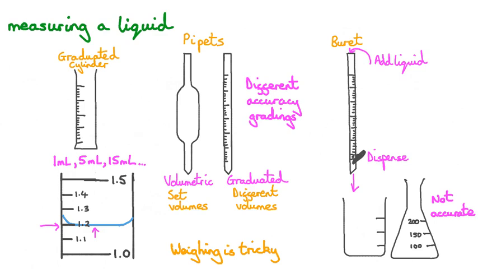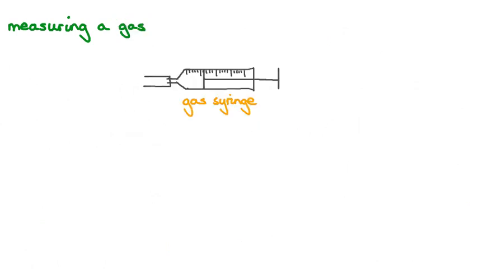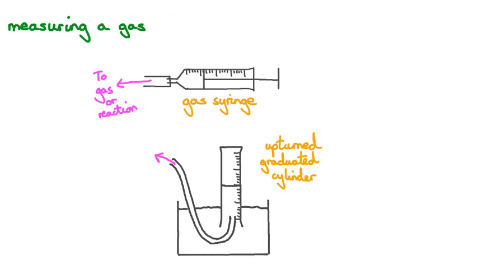Now that we've measured both liquids and solids, let's look at gases. Perhaps the easiest way to measure a gas is with a gas syringe. You attach one end of the gas syringe to the gas that you'd like to draw up, or to your reaction vessel if you're measuring gas production, and then you draw or watch the plunger move and measure using the markings on the side.